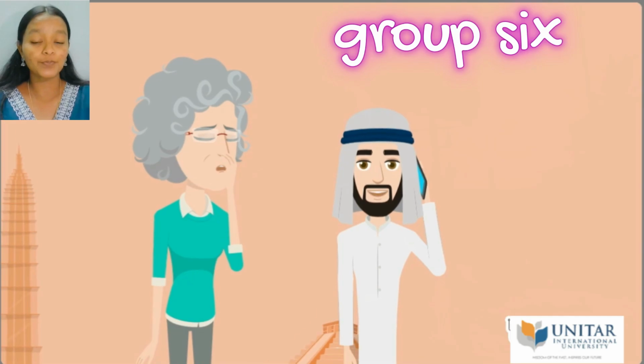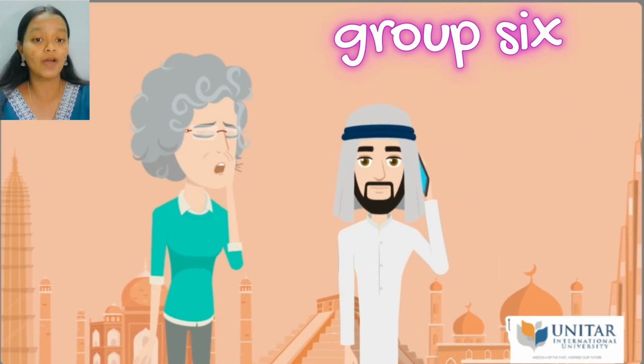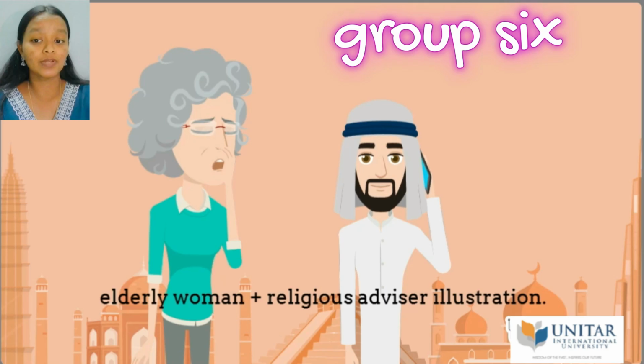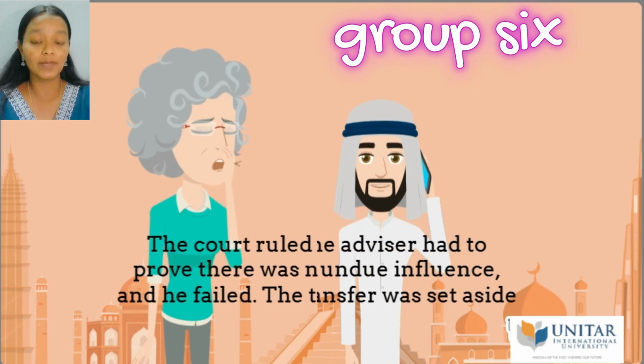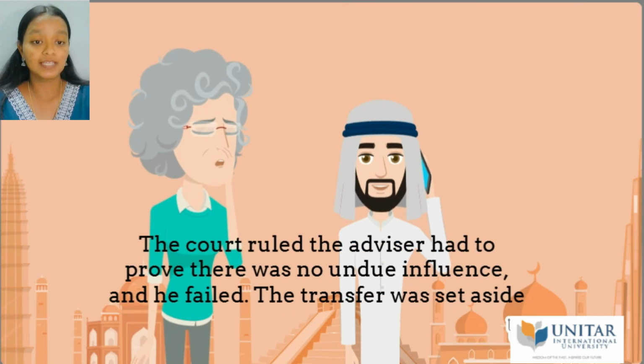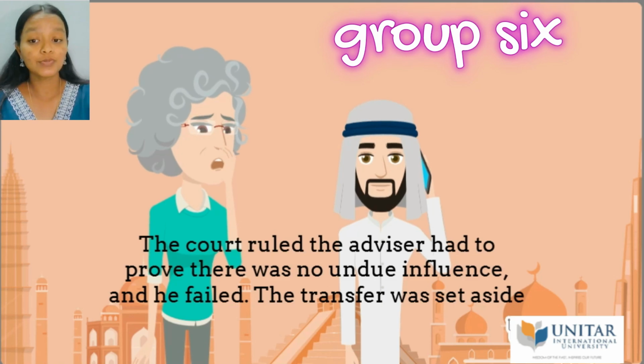What happened to Pak Ali is a clear example of undue influence. In Nuria v. Sheikh Ali, an elderly woman transferred her property to her religious advisor. The court ruled the advisor had to prove there was no undue influence, and he failed to prove it. The transfer was set aside.